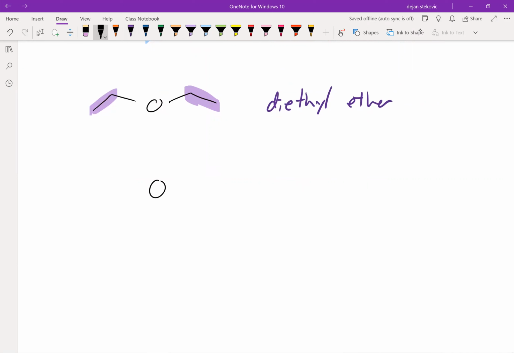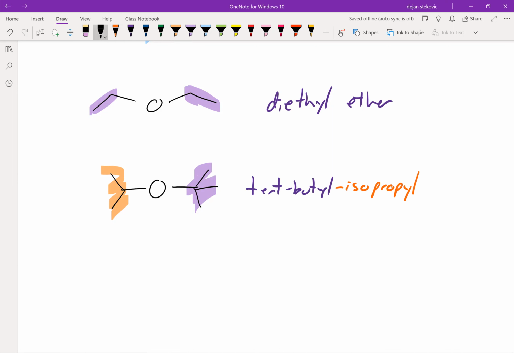We can have, of course, our other kind of more common functional names. So on the left side here, we have an isopropyl group. On the right side here, we have a tert-butyl group. So this one would be known as tert-butyl isopropyl ether. In terms of what comes first, it goes by alphabetical order based on the base name, so B goes before P, so it's tert-butyl isopropyl.